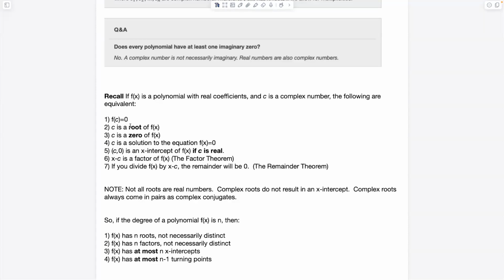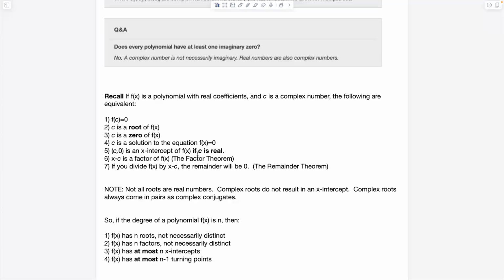That means the same thing as calling c a root or a 0. Those two words are synonyms in the case of polynomials. We'll use them interchangeably. Sometimes we'll say roots, sometimes we'll say zeros. So another way of saying that is C is a solution to the equation f of x equals 0.